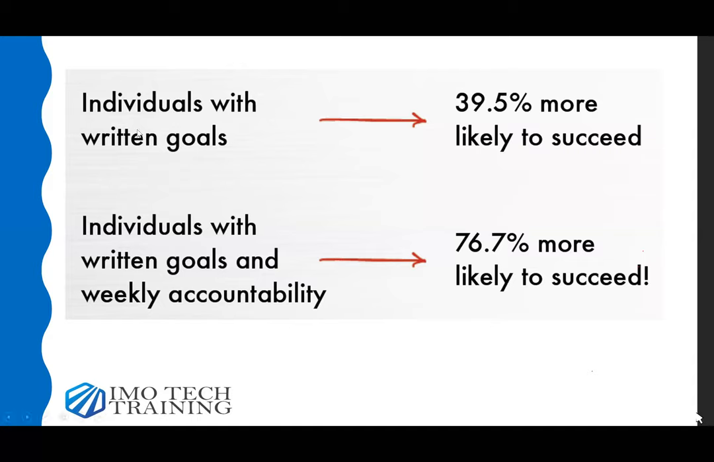And research shows that when you write down a goal, you're almost 40% more likely to reach that goal by just writing it down. Now, here's what happens again. Individuals with written goals and weekly accountability, which means you set a goal and say, every week I'm going to be working on this, and every week you track it, that percentage jumped to almost 80%. So I would take an 80% chance of succeeding in anything. So write down your goals, and then plan on paper how you're going to reach that goal. Your success rate goes up.